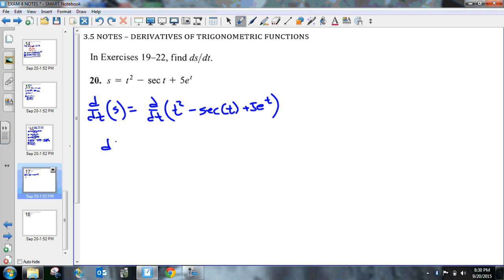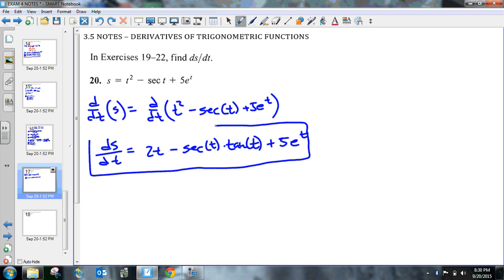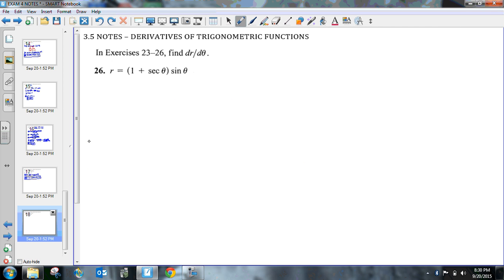So I'm going to get ds dt, the derivative of s with respect to t, is equal to, let me do the power rule here on t squared, so I get 2t, and then minus, the derivative of secant t is secant t times tangent t, so minus secant of t times tangent of t, and then the derivative of 5 times e to the t is just plus 5e to the t. So some of these, if you know your rules, will be pretty easy for you. And let's take a look at this last one.